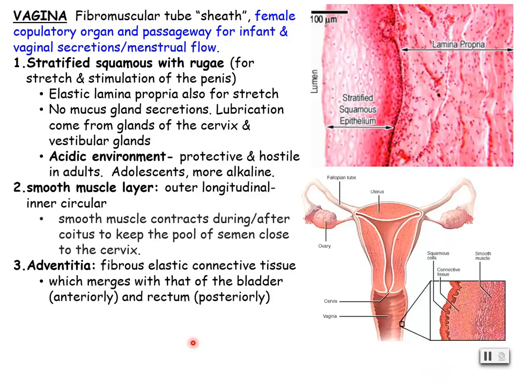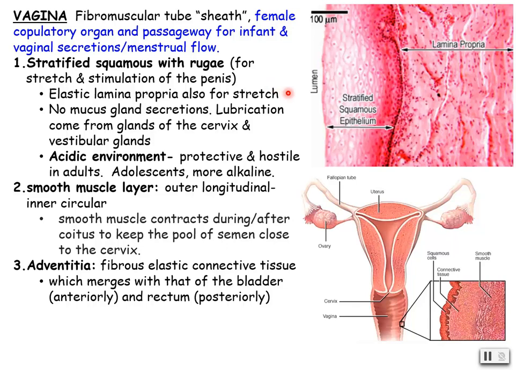So let's talk some more about the vagina. The vagina is about 3 to 4 inches long. It is a fibromuscular tube. Think about what it has to accommodate: the passage of an infant. It's going to be stratified squamous for friction. It's going to have rugae to accommodate stretch.